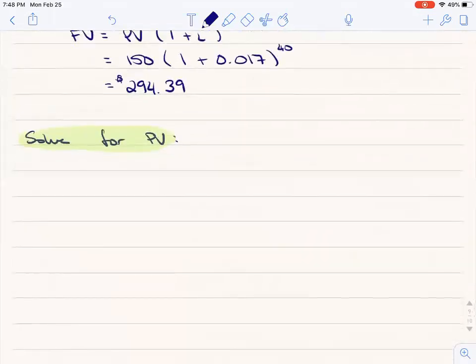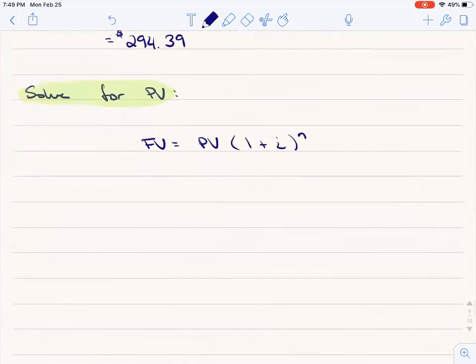So solving for the present value now, right? In general, we've got the future value is the present value times 1 plus i to the power of n. Solving for the present value, if we had to do it in general, the present value is the future value over 1 plus i to the power of n. Just kind of moving things over.